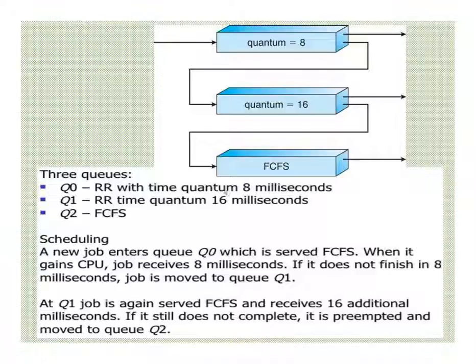There are three queues, Q0, Q1 and Q2. Q0 is RR with a time quantum of 8 milliseconds. The next RR time quantum is 16 milliseconds.